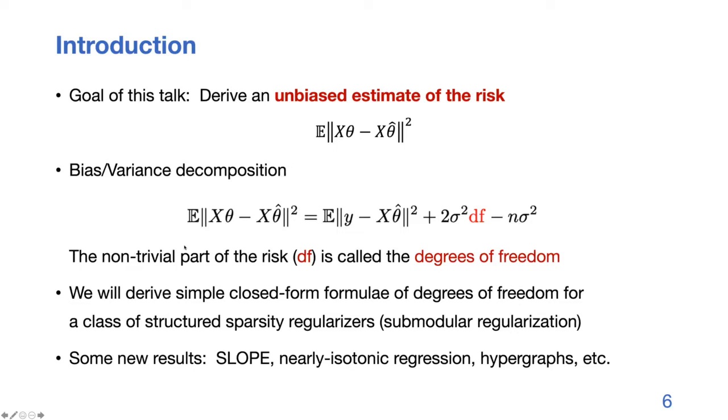The goal of this talk is to derive an unbiased estimate of the risk. Here, the risk is the mean squared loss of the regression fit X theta, right? And the risk can be decomposed like a bias-variance decomposition. Here is the equation of the decomposition.